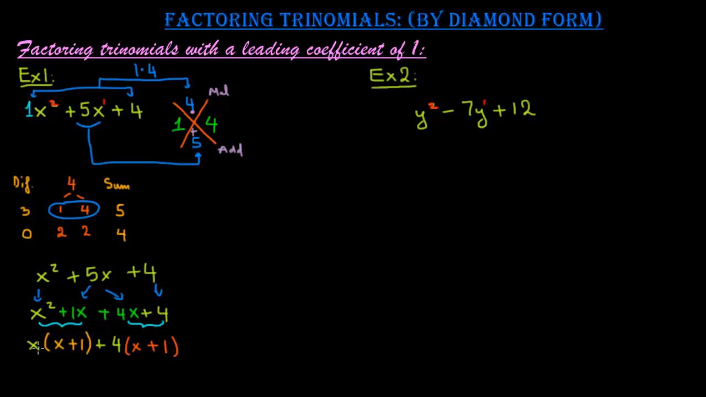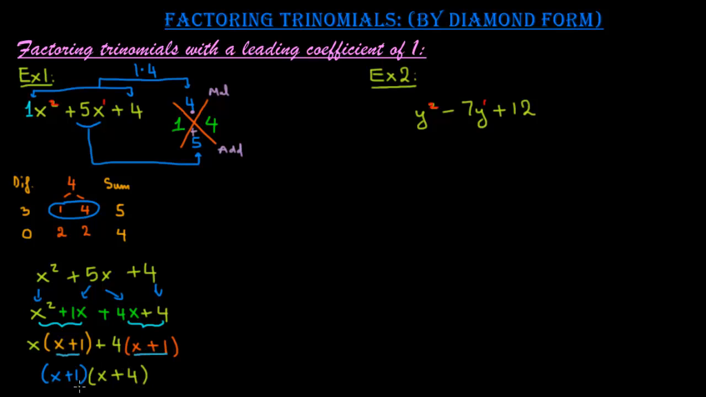So we just factored out x, factored out 4, and you see that we have x plus 1 and x plus 1 in common on both sides, which means we keep going and factor them out. So it gives me x plus 1 staying outside, times what is left inside, x plus 4.